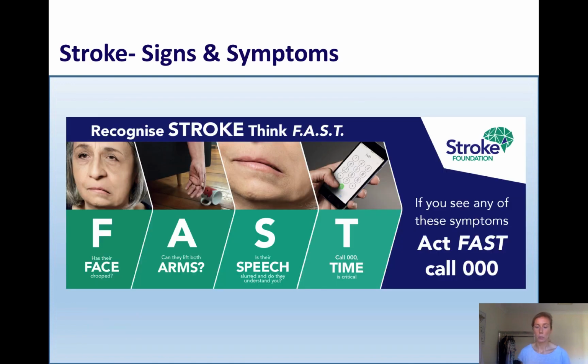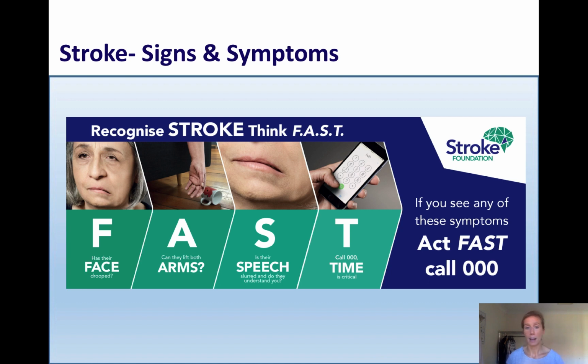So we've probably all seen one of these before, whether it's in an advert. There's a different foundation back home, but the message is always the same. It's all about that fast response, and they use the acronym FAST here. So if you recognise a stroke, you've got to think fast, and that prompt response is really, really crucial. The clues and cues they use here are, has their face dropped, and we'll talk about these different effects shortly.